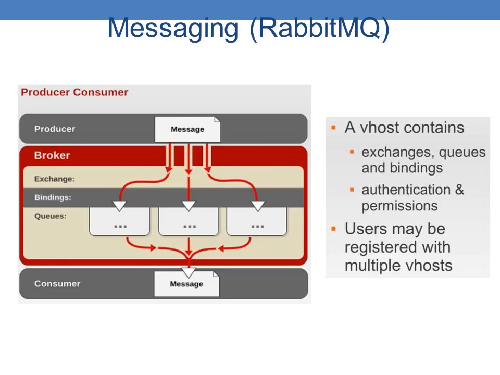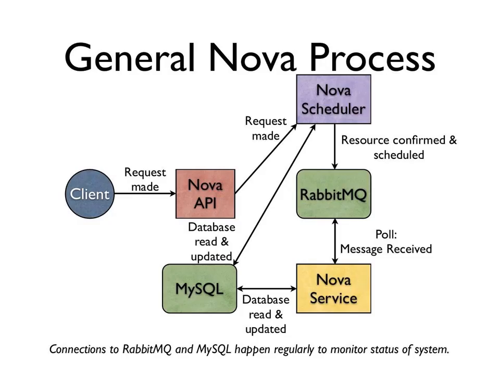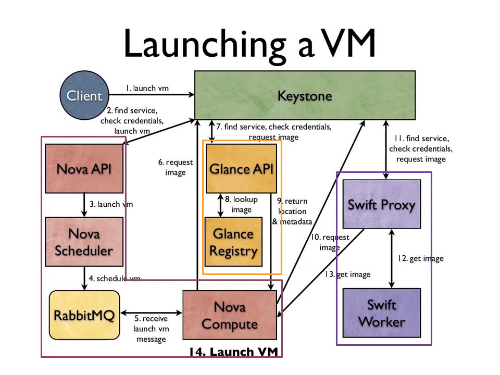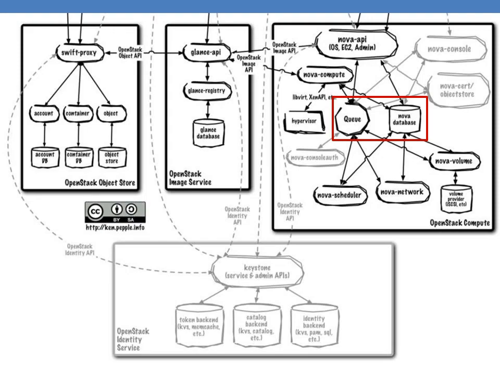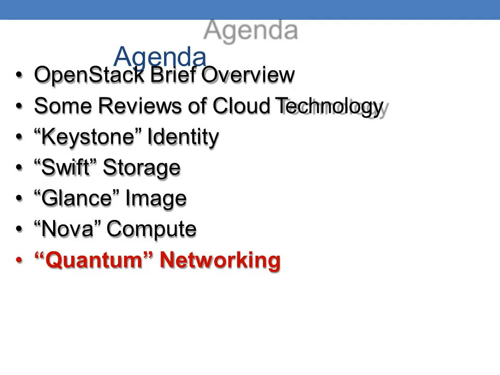So RabbitMQ messaging looks like this in the Nova process of launching virtual machines using Keystone, Glance, Nova, tenant controls. Zone bursting provides access using the public internet, from public to private. It looks like an application programming interface.